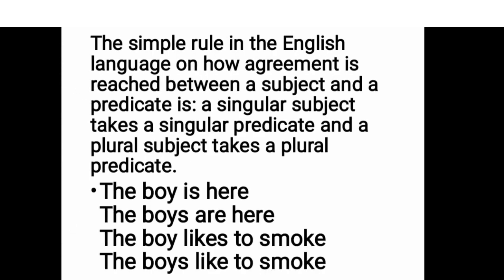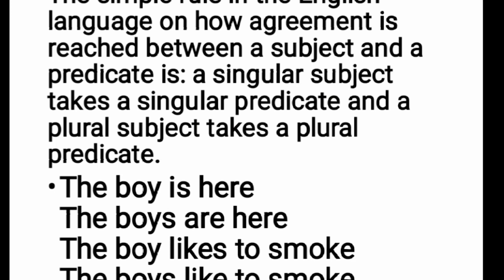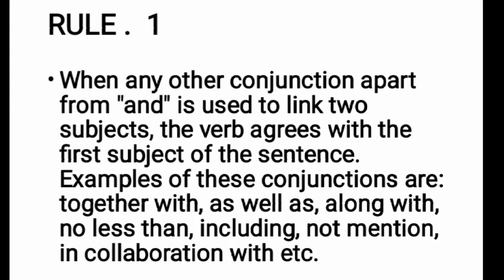The singular verb. The simple rule in English language on how agreement is reached between a subject and a predicate is: a singular subject takes a singular predicate and a plural subject takes a plural predicate. Example: the boy is here, the boys are here, the boy likes to smoke, then the boys like to smoke.